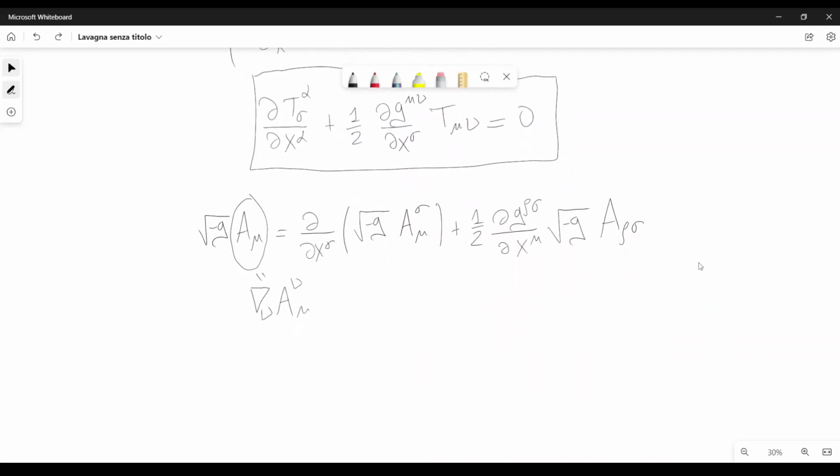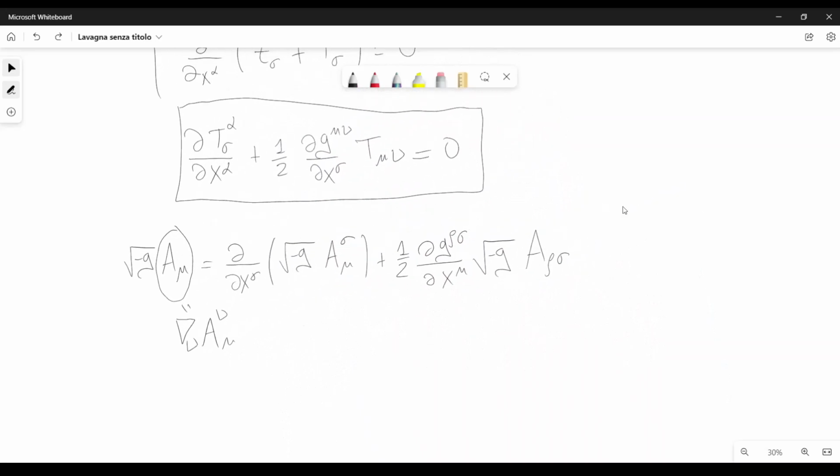But now, if we apply this formula to our special case, we know that the square root of minus g is just 1. This term here is 1. Therefore, you can see that the left-hand side of the equation here is none other than the covariant derivative ∇_ν T^ν_μ equal to 0. Namely, the covariant divergence of the energy tensor related to matter vanishes. This is what this equation tells us.